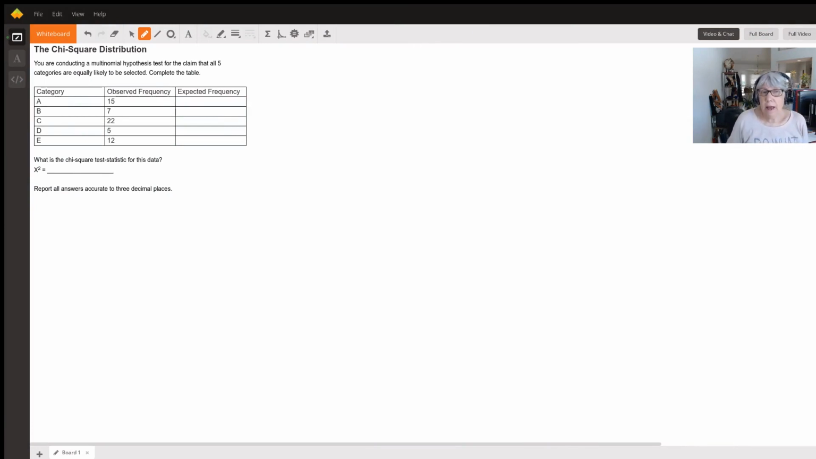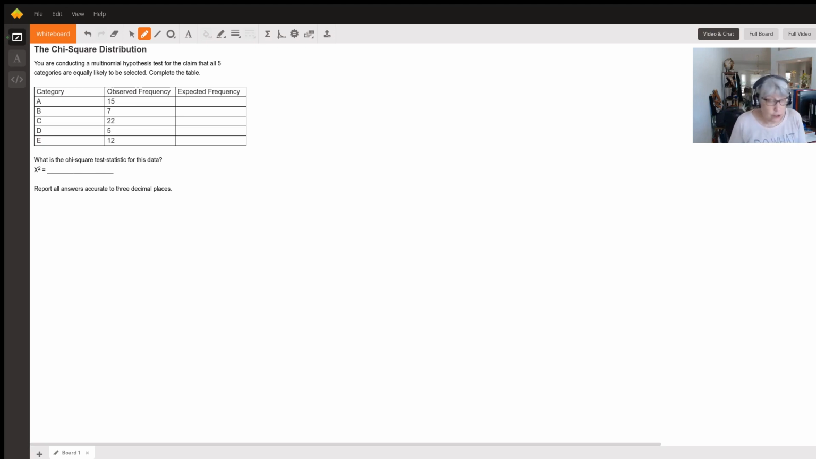This problem is about chi-square goodness of fit test. It's a goodness of fit test because we have only one variable. It has 5 categories, but we have only one sample. One variable and one sample is a goodness of fit problem.